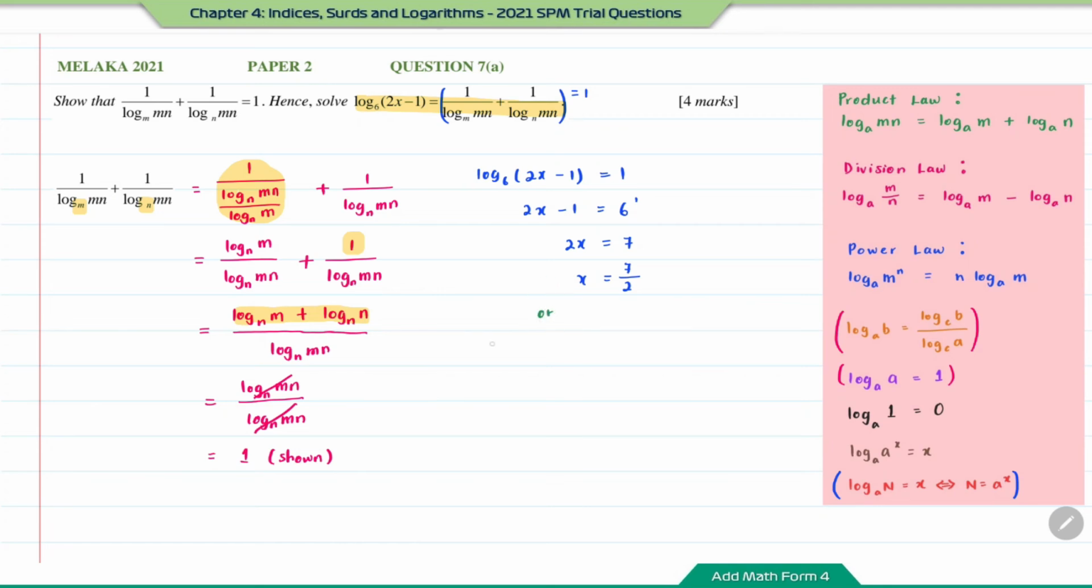Or another option will be, now I can change this number 1 into the log base 6. So this is going to be log base 6 of 6. Now both sides are equal to each other with the log of the same base. Therefore, I can just compare this 2x minus 1 with this number 6. So if you continue, later on you're also going to find that x is equal to 7 over 2.